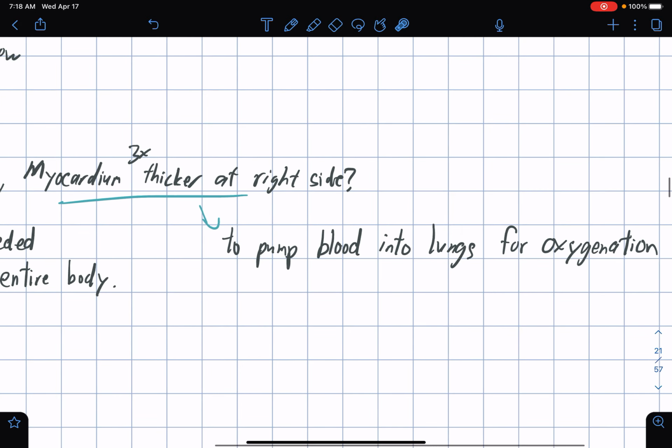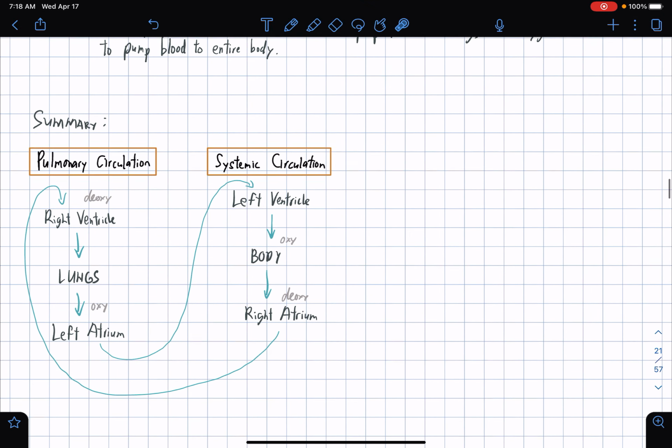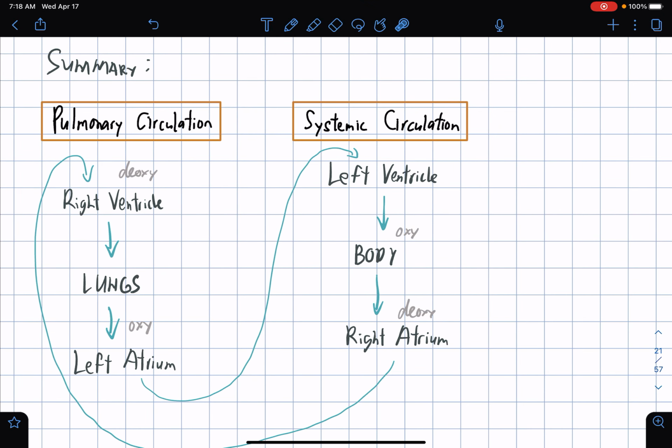So why is the myocardium 3 times thicker? This is intended to pump blood into the lungs for oxygenation. So summary. Pulmonary circulation and systemic circulation. Pulmonary involves the respiratory system, its relation with the heart, with the circulatory system.